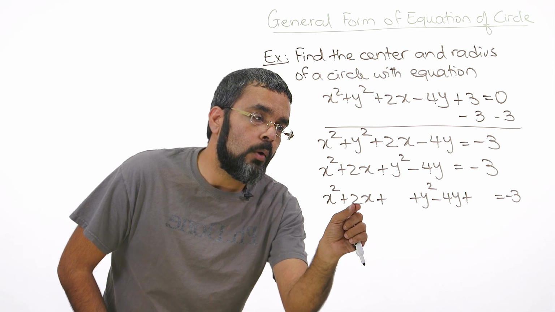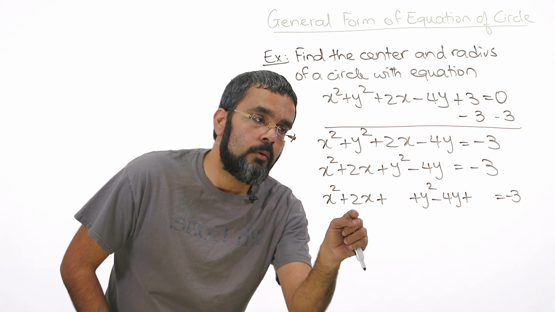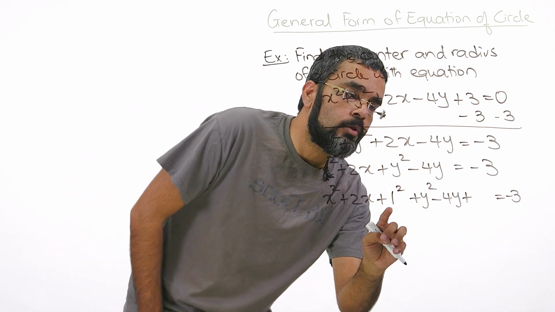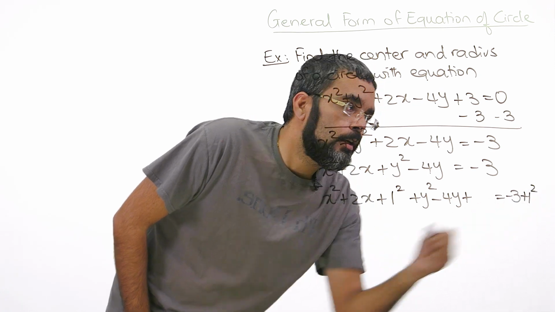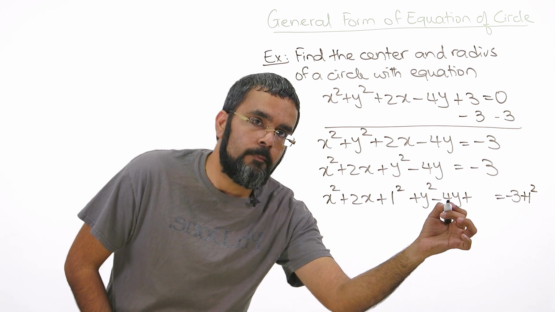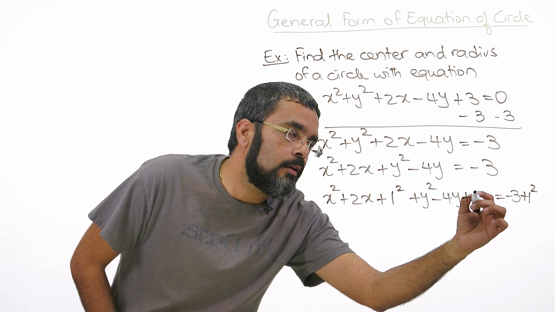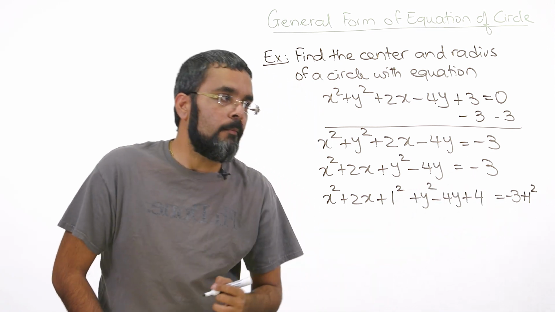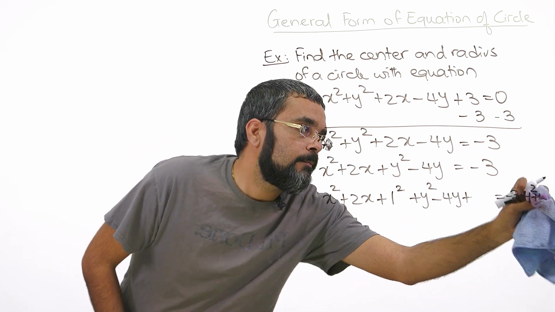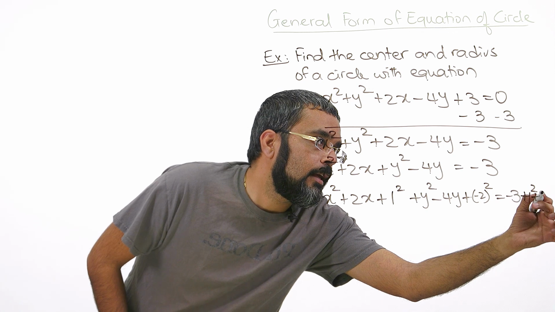So I take this term 2x and divide that by 2 to give me 1, and then I square it. So this becomes plus 1 squared. Since I added a 1 squared here, I'm going to have to add a 1 squared on the other side as well to maintain the equality. Same thing here: I look at the term negative 4y, negative 4 divided by 2 gives me negative 2, and I square that, which gives me 4. Let's write that as negative 2 squared, and I'm going to add a negative 2 squared on the other side as well.